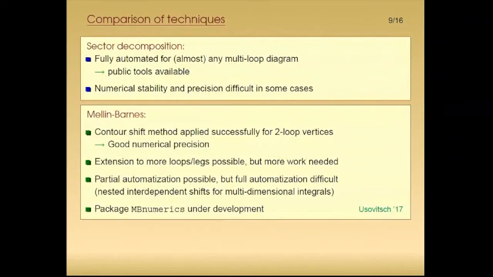So to compare these techniques in the end, there are still pluses and minuses. Sector decomposition definitely has the advantage that it's fully automated. There are tools that work, at least conceptually, for pretty much any integral. But there may be issues about the numerical stability and the amount of computing time it takes to get a good precision. The Mellin-Barnes method, on the other hand, is at this point not fully automatic. There's some partial automatization, which works pretty well for our project. I cannot promise that it would work for any other project. But it has the advantage that you get very good numerical precision within a reasonable amount of time, at least for two-loop integrals.